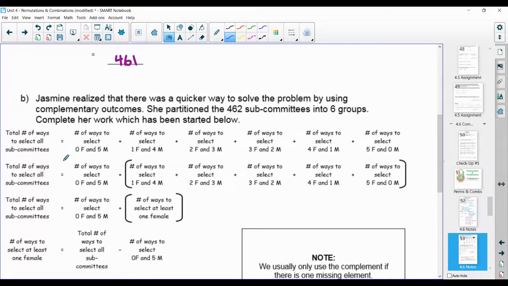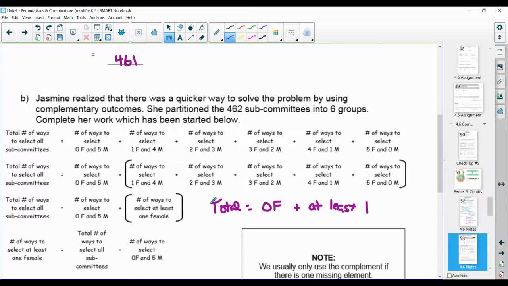Well, that only leaves one scenario that we haven't considered. And so the total number of ways to select all the subcommittees is equal to the ways we have no females plus the ways we have at least 1 female. So mathematically, if we think about that, that gives us the total equal to 0 females plus at least 1 female.